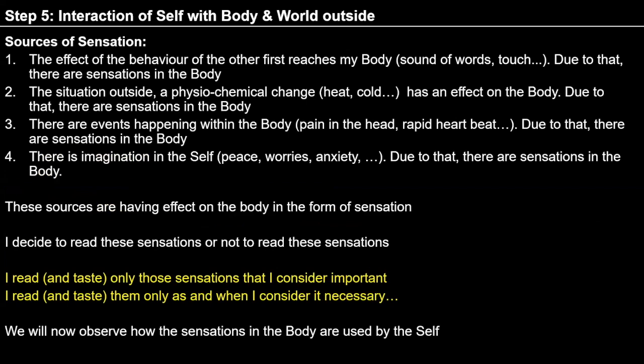First source is, there is a sensation in my body because of someone's behavior, words, sound, touch. There may be sensation in the body due to physiochemical changes happening outside. There may be sensations in my body due to events happening within the body. And there may be sensations in my body due to my own imagination. Some feelings are going on in me, and its impact is seen in the form of sensation in my body. These are the sources we are trying to observe in step 5.